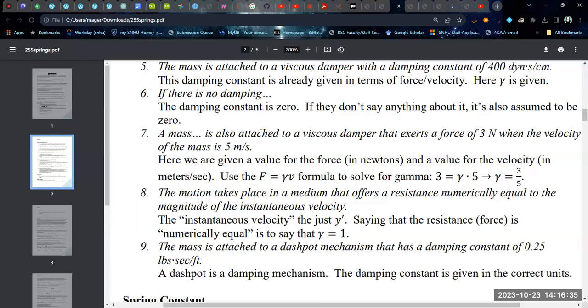A mass is also attached to a viscous damper that exerts a force of 3 newtons when the velocity of the mass is 5 meters per second. So in this scenario, we're going to use this formula for the damping force, which is gamma times the velocity. They've given us the velocity is 5 meters per second. They've given us a force of 3 newtons. That goes on that side. And then you solve for gamma from there. You can put that into your equation.